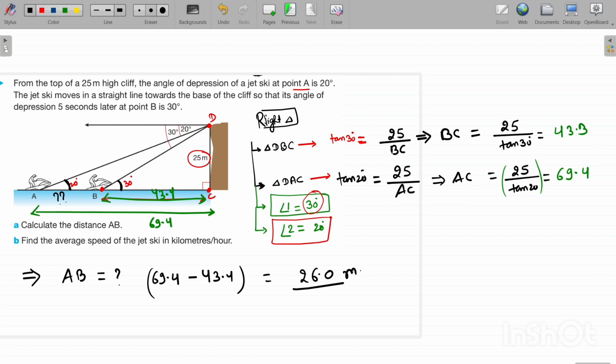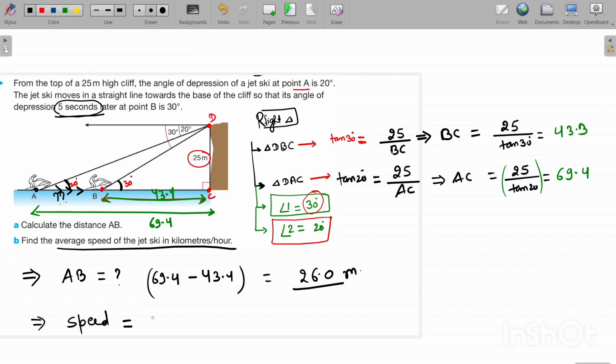Everything is a meter. So this has been done in 5 seconds. From A to B, this movement happens in 5 seconds. So we have to find the average speed in kilometer per hour. Let us first find speed in given units. Then we will change the unit accordingly.